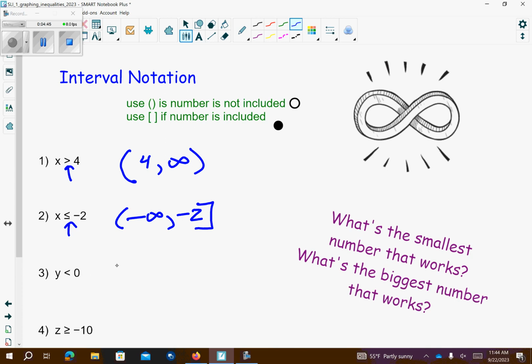This one, I'm going to -infinity, so read it left to right, -infinity to 0, soft bracket on the 0 because I don't have an equal sign.